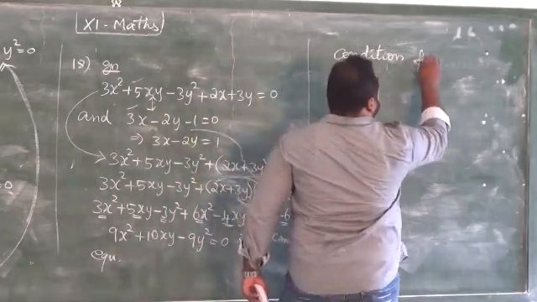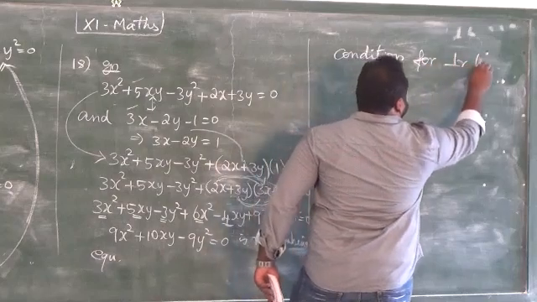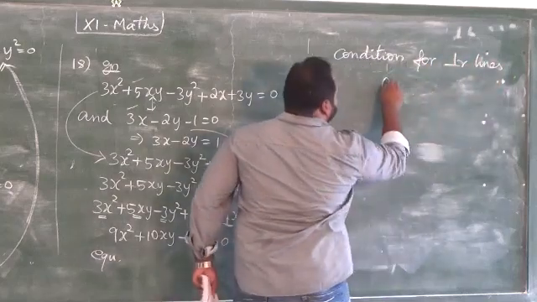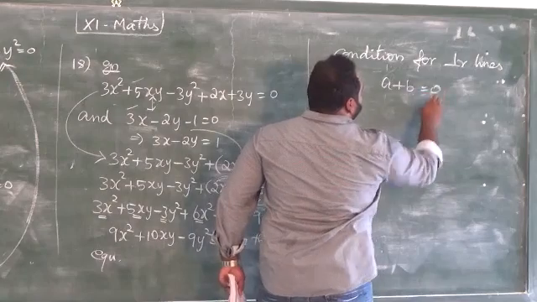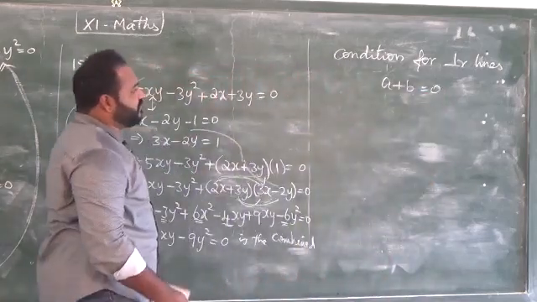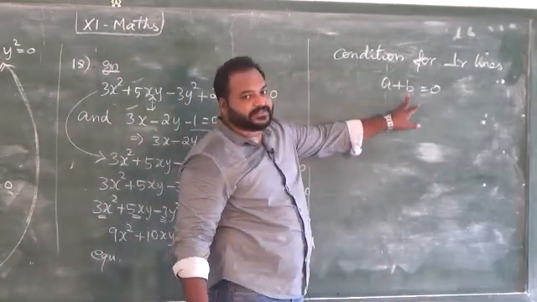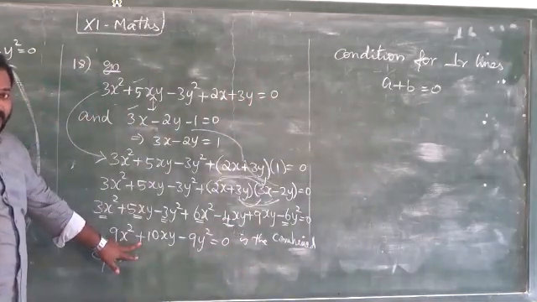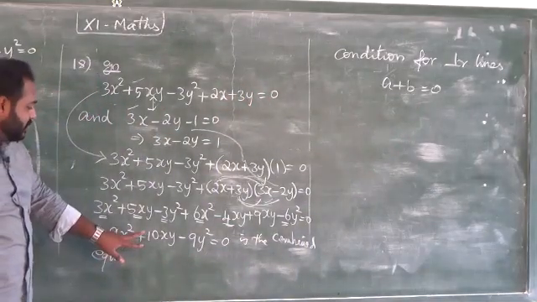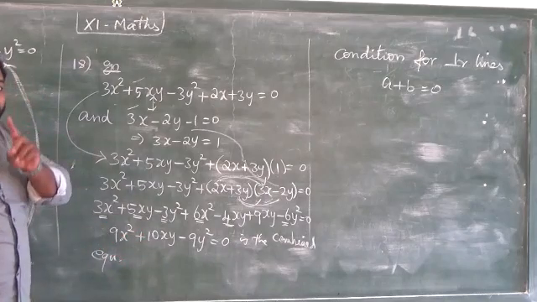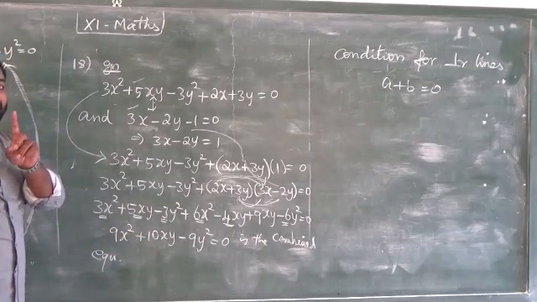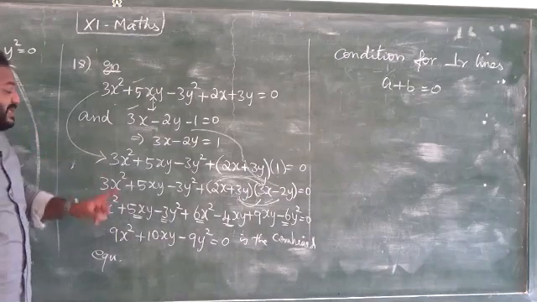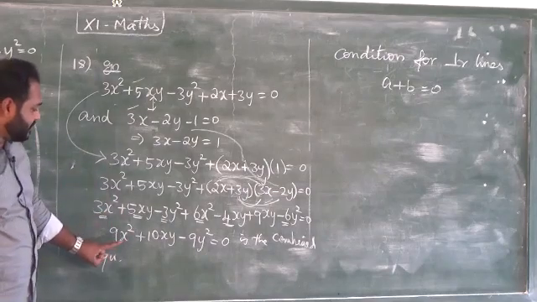Condition for perpendicular lines: a plus b equal to 0. So if this equation is satisfied, we can say this pair of straight lines are perpendicular lines. If it is perpendicular lines, definitely there is a 90 degree angle. It's a right angle.